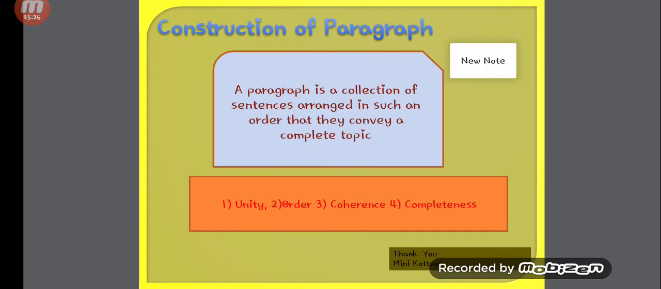Also, there should be paragraph coherence, a quality that makes writing understandable, what we mean to say, so that the one who reads should get it. Paragraph completeness. Completeness means the paragraph is well developed, and if all the sentences clearly and sufficiently support the main idea, then the paragraph is complete.